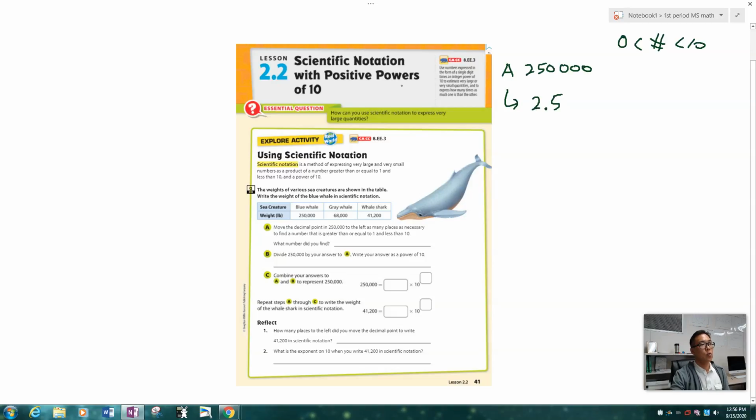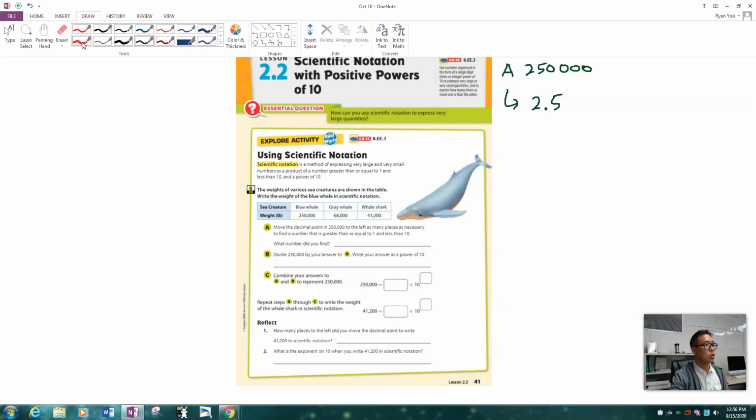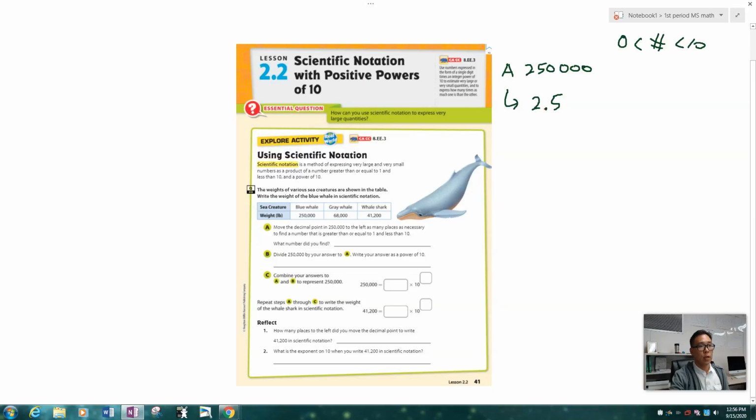Now, I need to go back to the color change. All right, red. So if I put my decimal places here, then I need to go 1, 2, 3, 4, 5. So I need to move my decimal places 5 times so that it is an equal quantity. That means I need to multiply by 10 to the 5th power. So my answer is 2.5 times 10 to the 5th power.